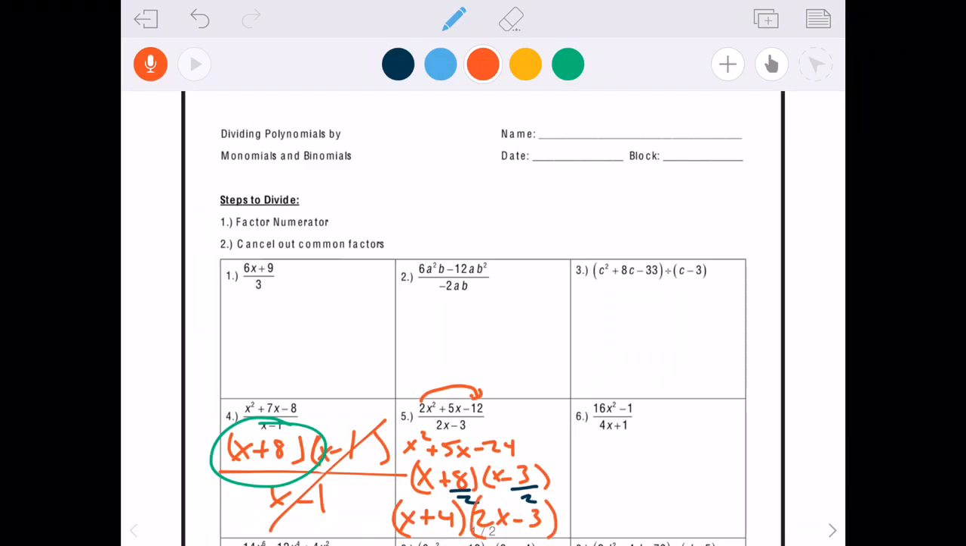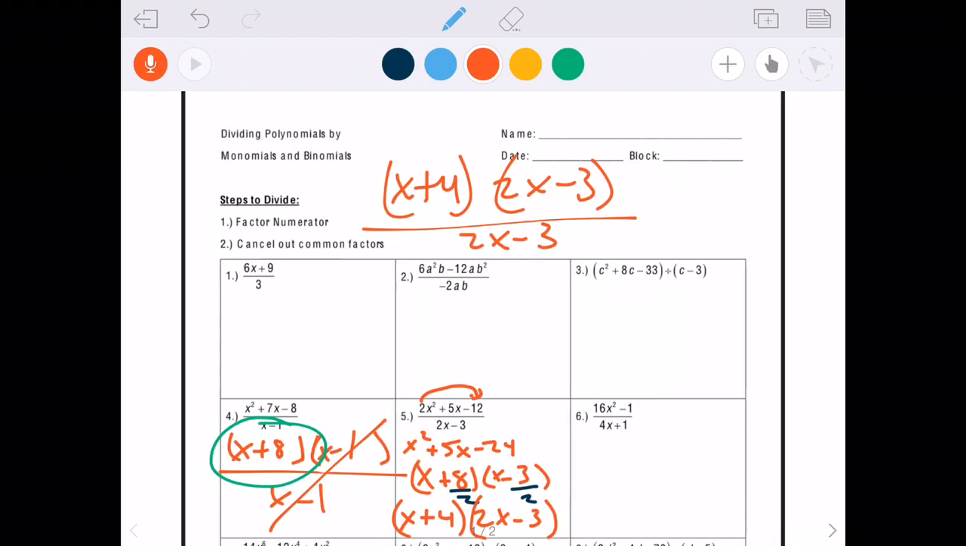I ran out of room, so I'm just going to rewrite it up here. x plus 4 times 2x minus 3, and all of that is over 2x minus 3. As you can see, these 2x minus 3's cancel, so your answer is going to be x plus 4.